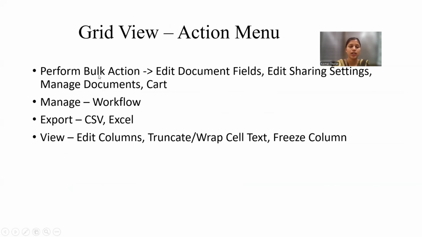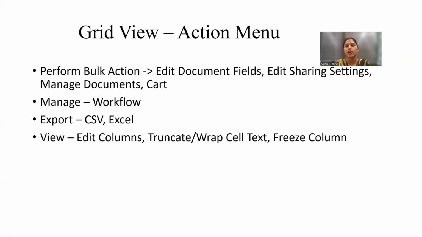And under perform bulk action, you are able to edit document fields, edit sharing setting, manage documents, or add to cart. Means in yesterday's lecture, I showed you the add to cart symbol in the action bar. Now, how we add documents into that cart is from this. Go to library, go to that grid option functionality, go to that three dots over there, means the action menu, and from that action menu, select perform bulk action. Whatever documents you have selected, 10, 15, select those and perform bulk action, and then add those documents to the cart. So this is the functionality to add documents to the cart.